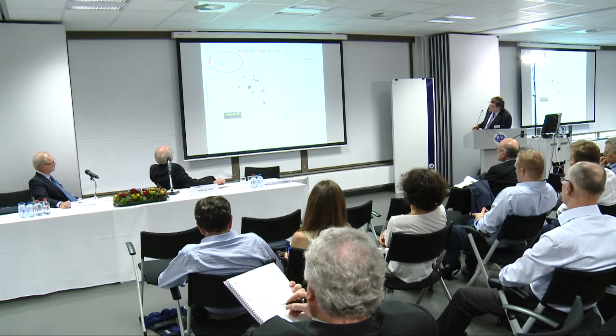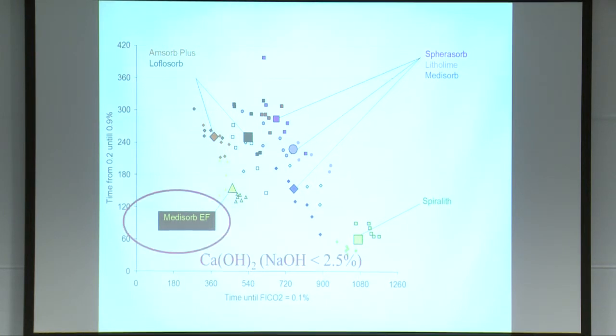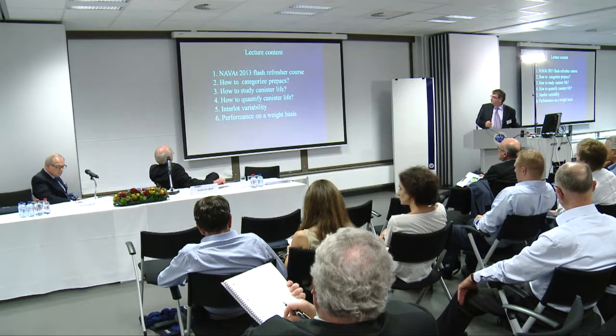Here is when it starts to exhaust, but it takes 240 minutes for the FiCO2 to rise from 0.2 to 0.9%. So how I interpret this clinically is that it's important for these canisters to wait until the FiCO2 is at least 0.5%. And then here we have the Medisorb EF. This one is exhausted after 360 minutes, and once it starts to exhaust, it's actually pretty fast. But again, note how close these 6 lots are, and these 6 lots here. Not a lot of variability, though.